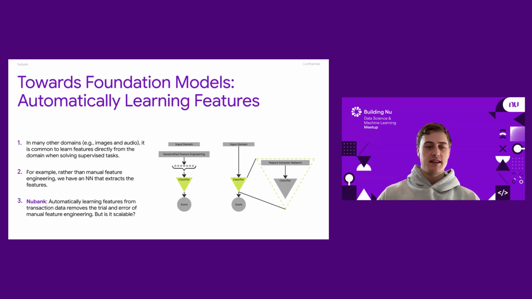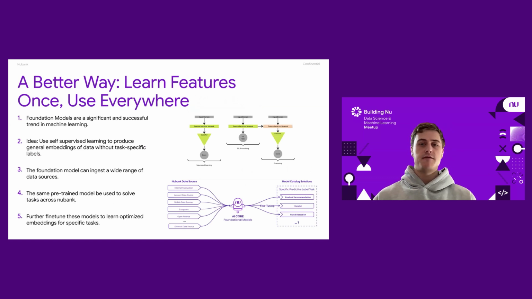But of course, the question is, is this approach scalable? We've solved some of the problems we had before, but supervised learning is typically quite data hungry, so it can require a lot of labels. So this is one way this approach is not scalable. This is where we arrive at the idea of foundation models, which have become quite a significant trend in machine learning. The general idea here is to learn features once, in a sense, and then to use them everywhere.